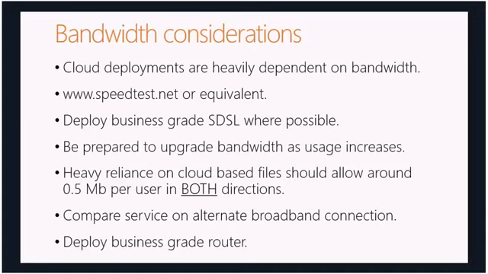So again, to get the best environment, make sure that you're looking at not only business grade broadband, preferably SDSL, but also business grade routers. Get away from those cheap routers under $100 and look to deploy a business grade router, which will serve the needs and won't result in a bottleneck when you start scaling up services and using things like file storage in Office 365.